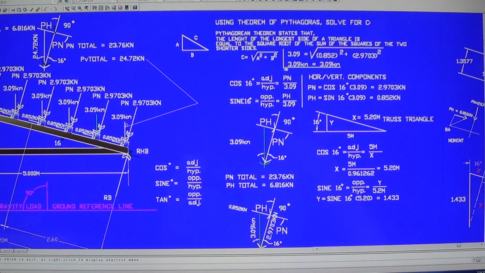So we should check that, because otherwise we don't want to continue with the wrong information and wrong values there. Alright, so now we have all completed: the height, the length, the distances, and the loads. The magnitude of the PN is 23.76 and the magnitude for PH is 6.816.